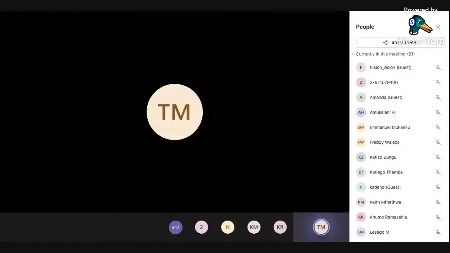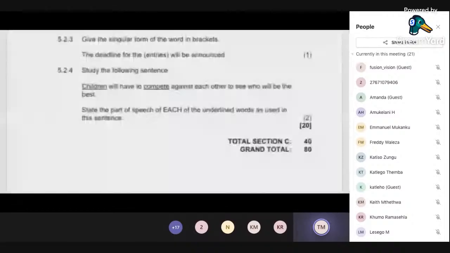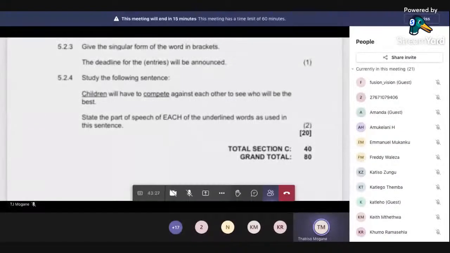All right, here we are. So the question here is to give the singular form. So we've got 14 minutes. I want us to finish this section, and then we're going to end the session and reconvene for the second and third leg of our presentation. So 14 minutes remaining. Give the singular form of the word in brackets. The deadline for the entries will be announced.